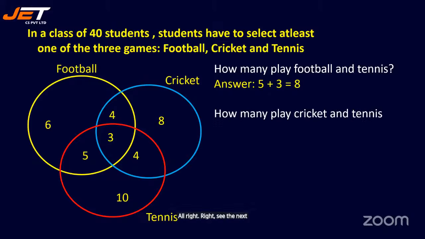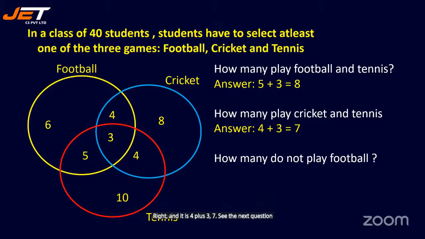How many play cricket and tennis? Right. And it is 4 plus 3, 7. See the next question. How many do not play football?